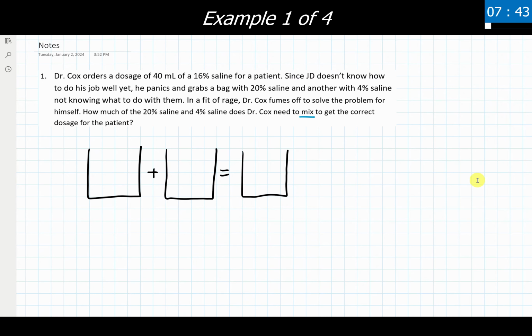Now again, using the buckets, we always need to have the result at the very end, or outcome, or something along those lines for your labeling of the last one. Now we have 2 other solutions that are mixing together here. We want to label those at the top. I'm just going to call it solution A and solution B here. And then we need to label the amount of what inside here, and then a percentage down below.